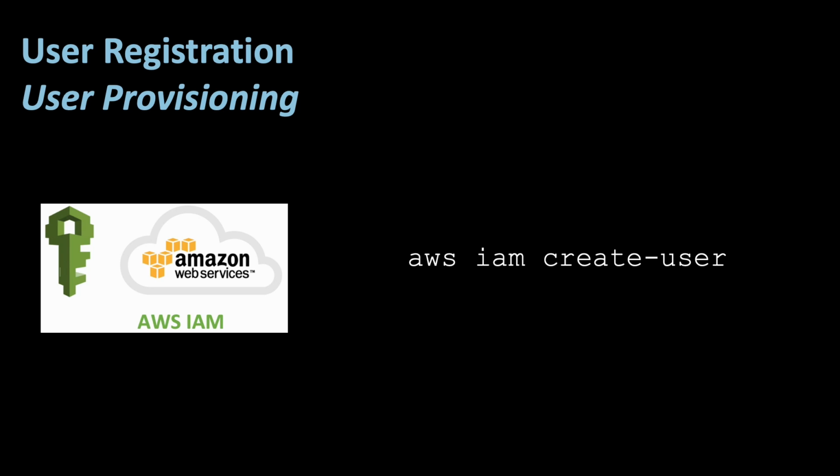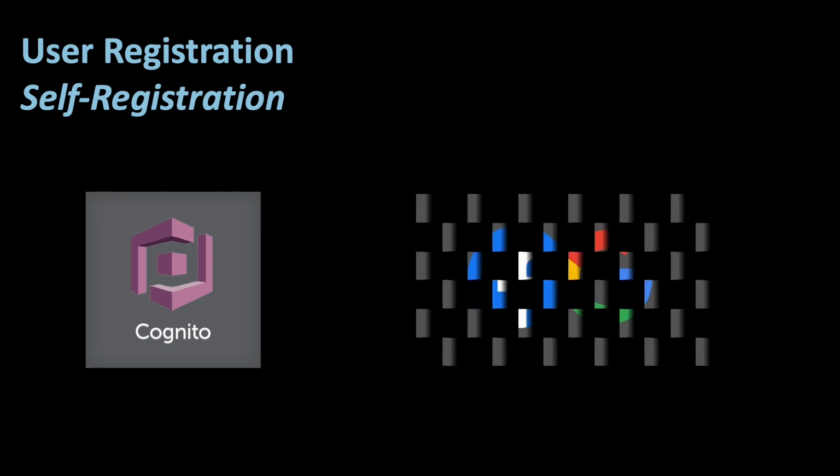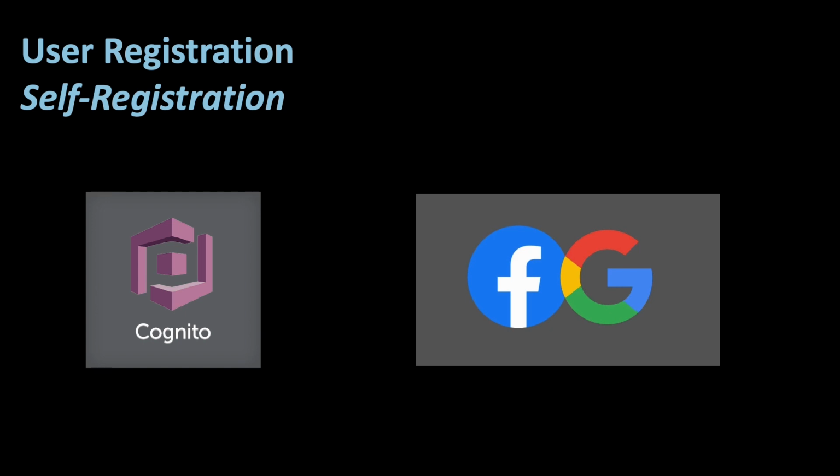Next, self-registration. Self-registration empowers users to create their accounts, particularly in public-facing applications or services, enhancing user autonomy. Amazon Cognito, an AWS service, enables self-registration for web applications. Users can sign up using their email or social media accounts, fostering a user-friendly and frictionless experience.